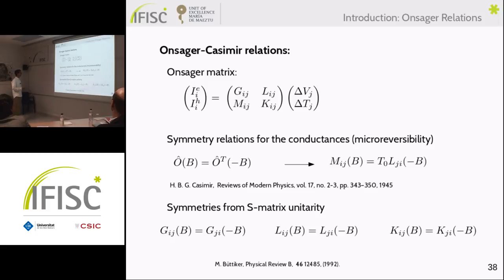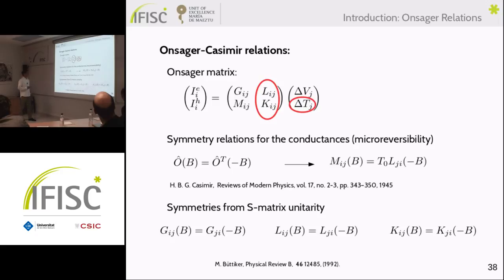Now that we have all the ingredients, we can calculate both charge and energy current, and in the linear regime, we can relate them to the applied voltage and thermal gradients through the Onsager matrix. In this case, the Onsager matrix tells us that there are symmetry relations for these conductances due to microreversibility. And we have checked that when you have an environment, these symmetry relations are fulfilled. But in such a system, if there were no interactions, you would have other symmetries coming from the unitarity of the scattering matrix. And in this case, these other symmetries are not necessarily fulfilled when you take into account an environment.